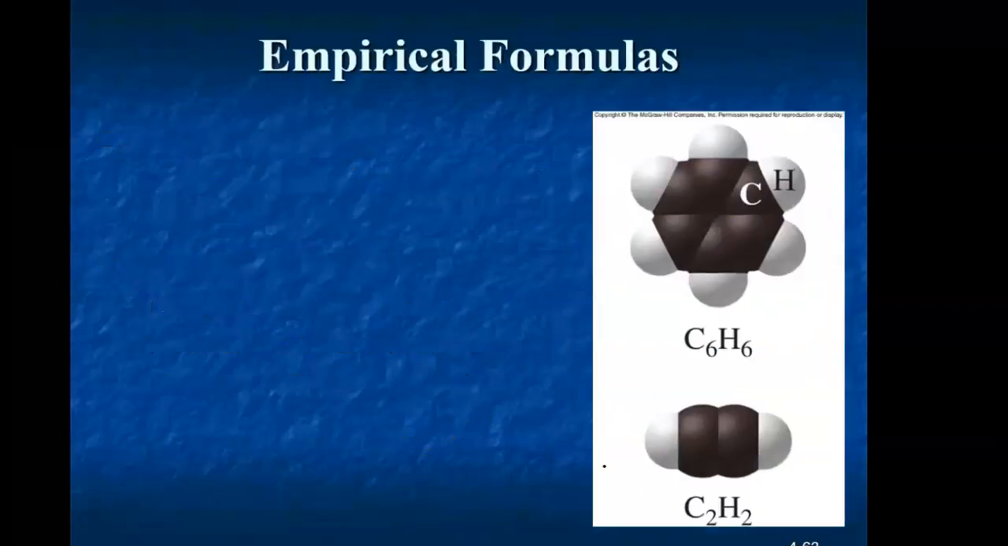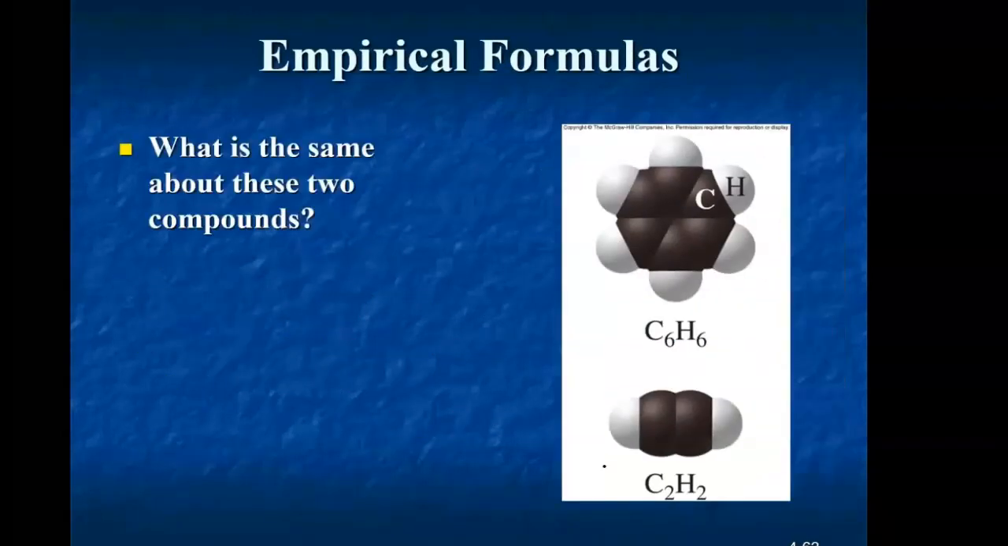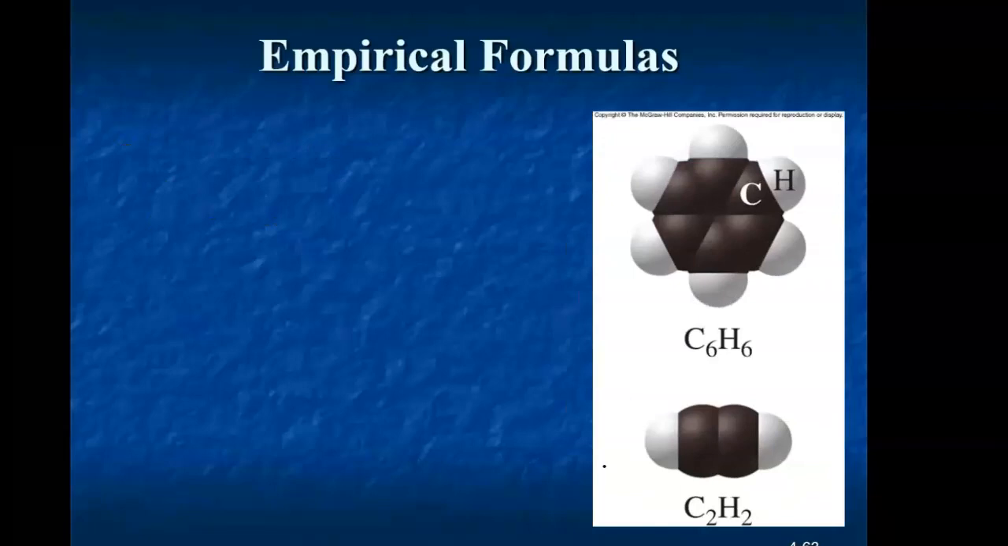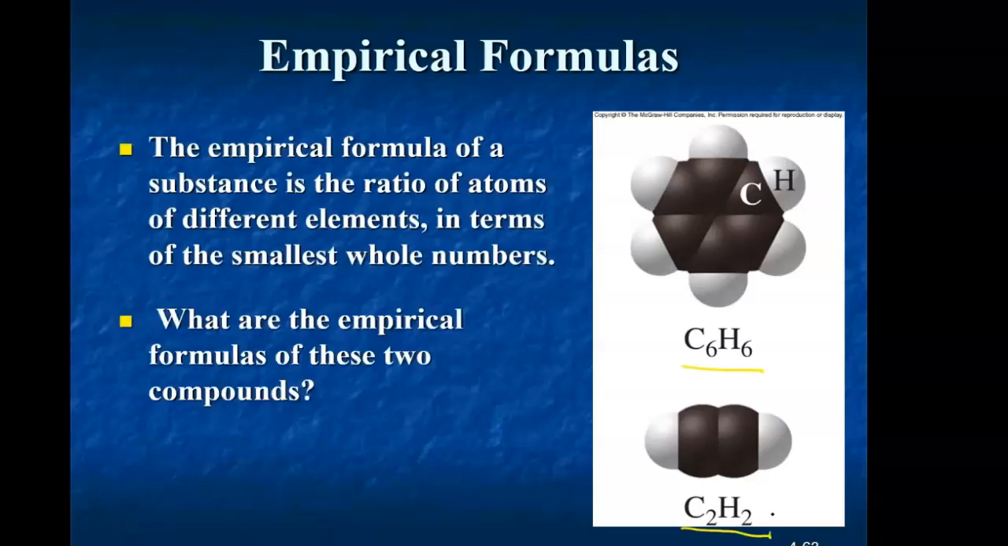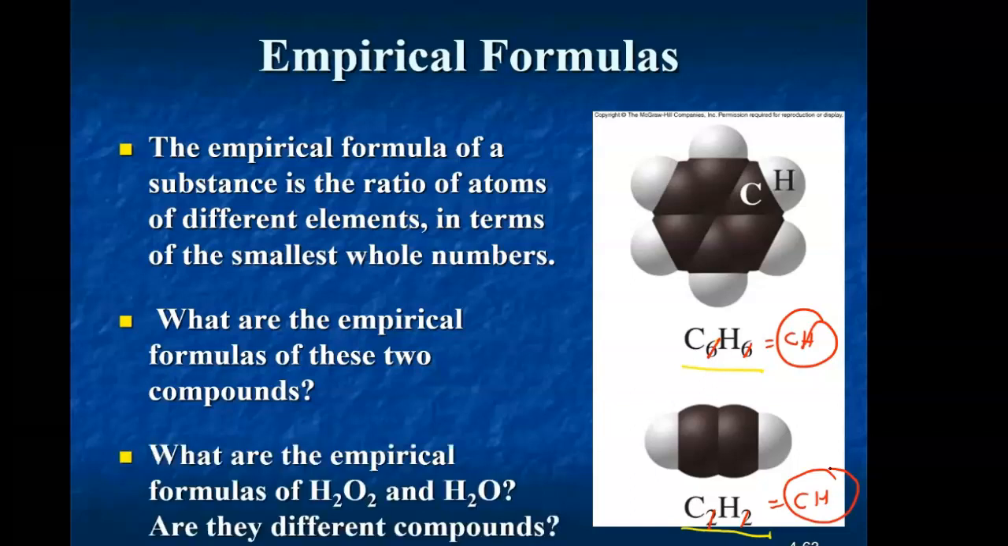Say we have C6H6 or C2H2. We can simplify both of those, right? If I simplify C6H6, it simplifies to CH. If I simplify C2H2, that also simplifies to CH. These are empirical formulas, the simplest way to write something.